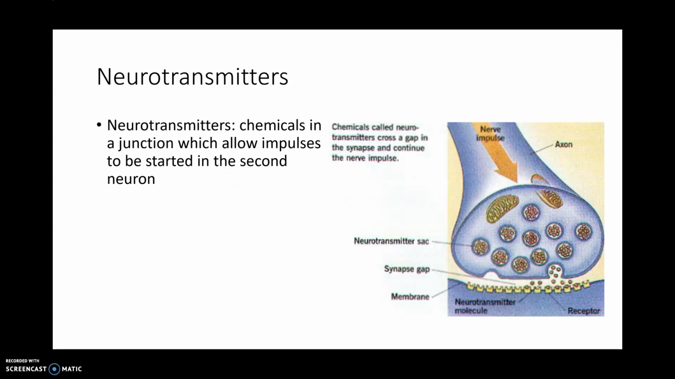And just to refresh what neurotransmitters are, these are chemicals in a junction which allow impulses to be started in our second receiver. So either a second neuron or a muscle or a gland is going to be that receiver. But here's a great picture here. Our synapse here is our nice gap. We see that these two are not touching each other. So here's our axon and here's our receptor. Nothing is touching, but we see that we have transmitter receptors, which are going to take in our neurotransmitters and send that signal to the next neuron, to the next muscle, anything like that to send that signal along.